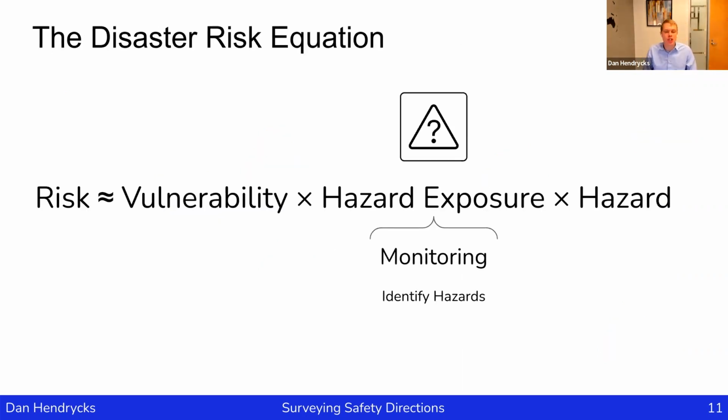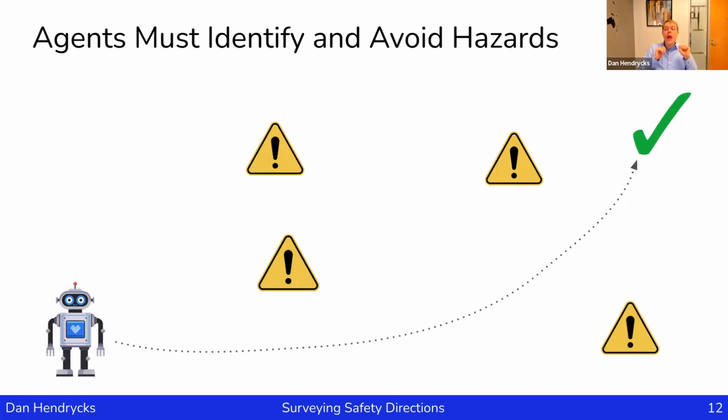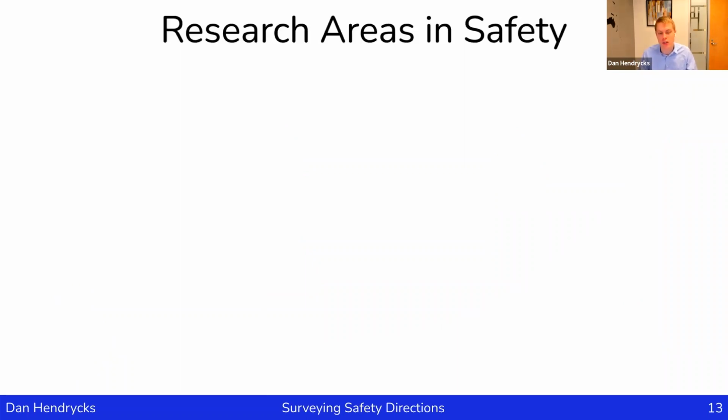And then there's hazard exposure. Here, we're talking about monitoring, where we're giving humans tools to identify hazards, or giving AI agents themselves the ability to identify hazards and steer clear of hazards in the environment, or giving humans tools to identify hazards within machine learning models themselves. So that's monitoring. What this looks like is, if we can reduce our exposure to the hazard, we'll just guide ourselves around it. We're not reducing our vulnerabilities. We're just steering clear of the hazards in the first place. So that's how monitoring can help.